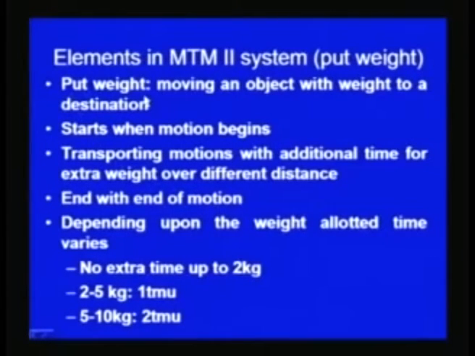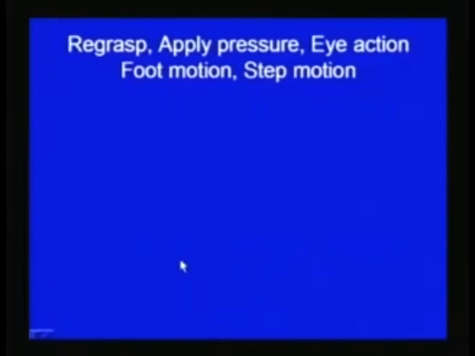So, put weight involves moving an object with weight to a destination. It starts when the motion begins with the transporting motion, with additional time for extra weight over the different distances, and ends with the end of the motion. Depending upon the weight, the allotted time varies: no extra time is allotted up to 2 kg of weight, 2 to 5 kg gets 1 TMU, and 5 to 10 kg gets 2 TMU.